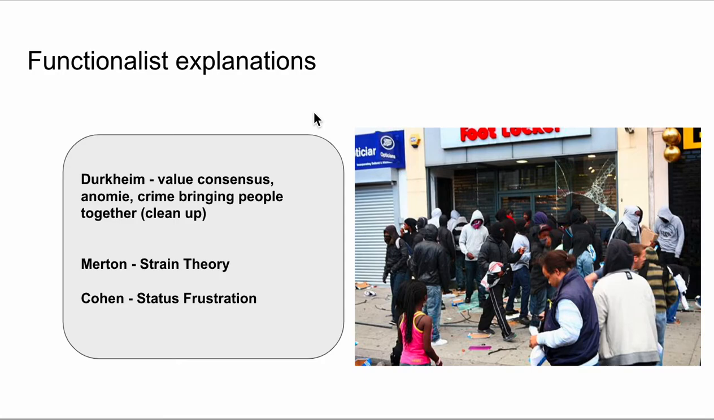Cohen talks about status frustration, and I think it can be argued that the riots perhaps gave people a sense of status, a way of getting ahead, getting a slice of the pie for themselves, maybe just gaining some status amongst their peers by getting involved in this. Perhaps they didn't have status through unemployment or education, so they got involved in this to gain some status.